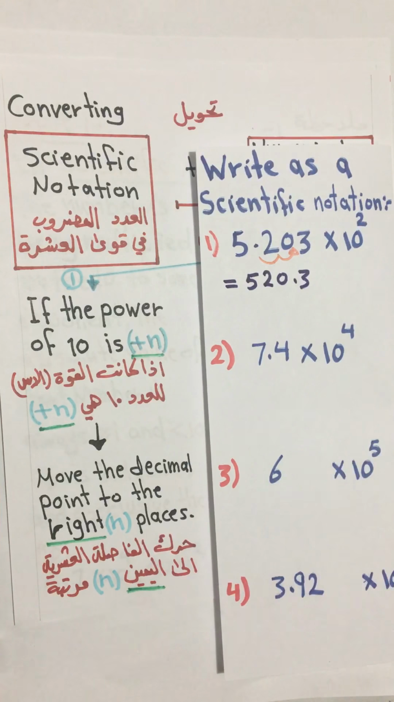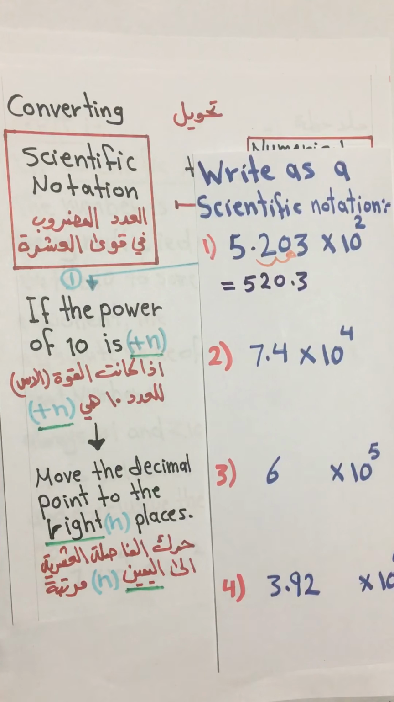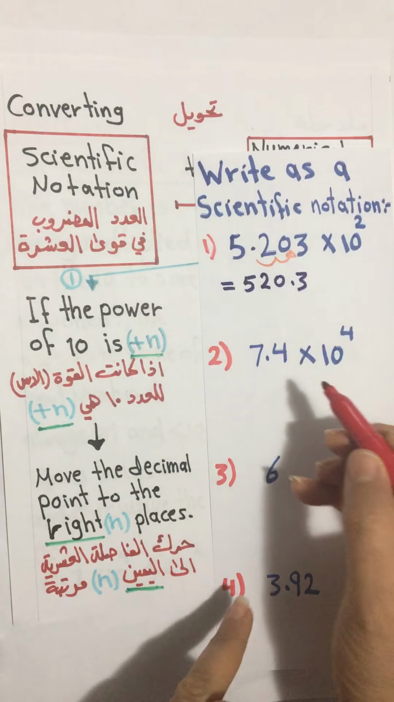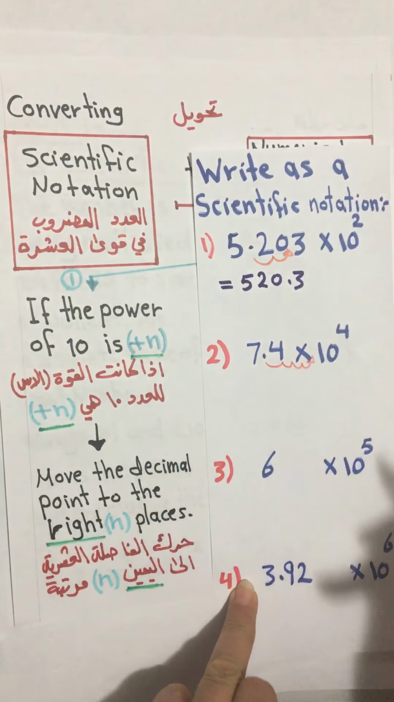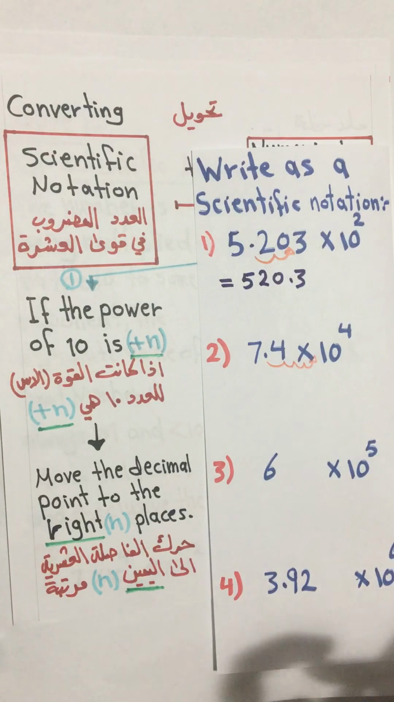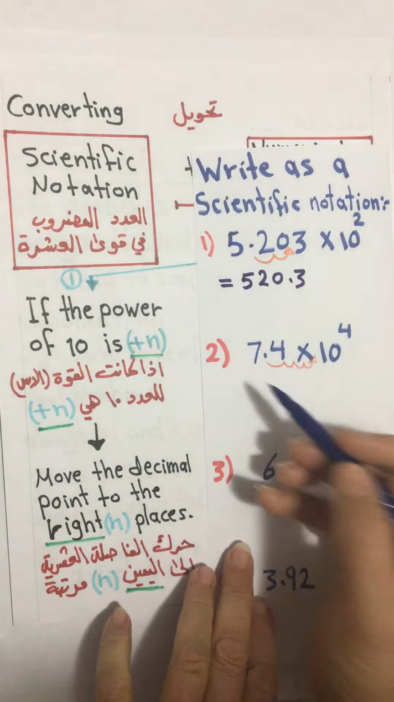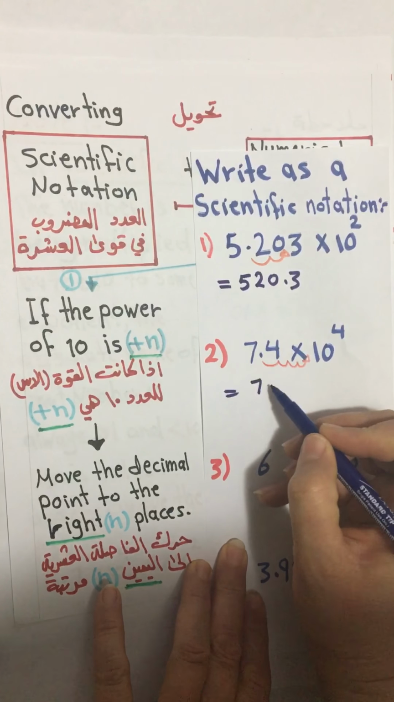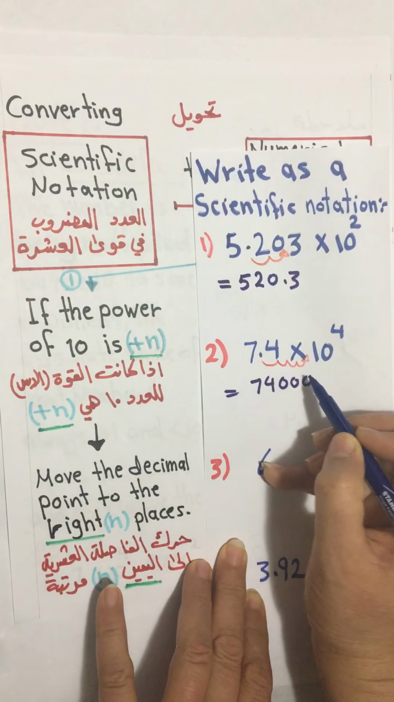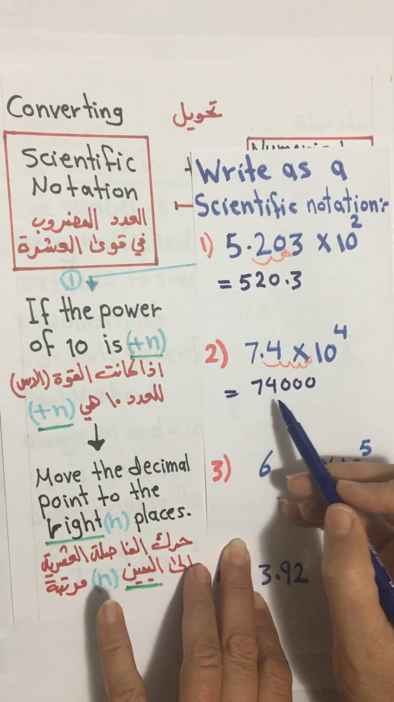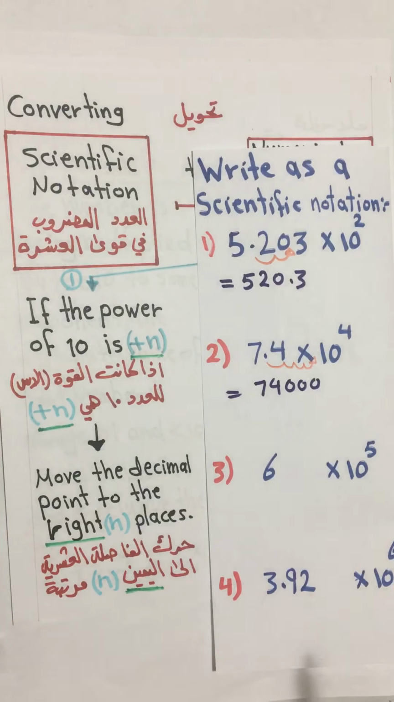7.4 times 10 to the power 4. The power is positive, so I move the decimal point 1, 2, 3, 4 places to the right. 7 and 4, then 1, 2, 3 zeros. The answer is 74,000.